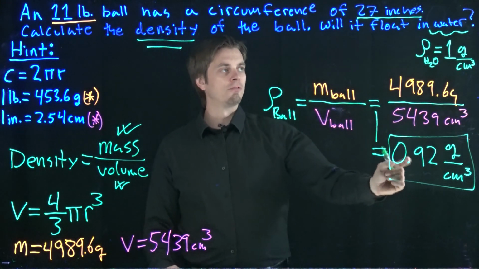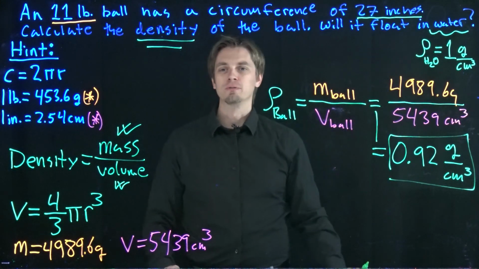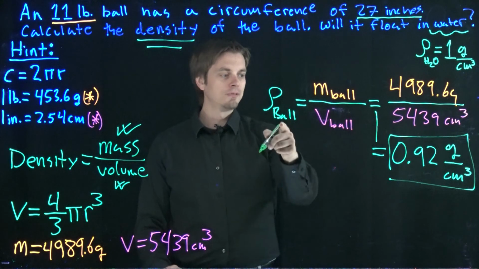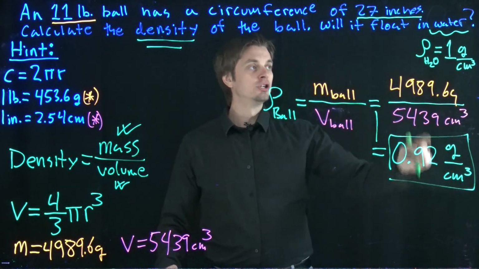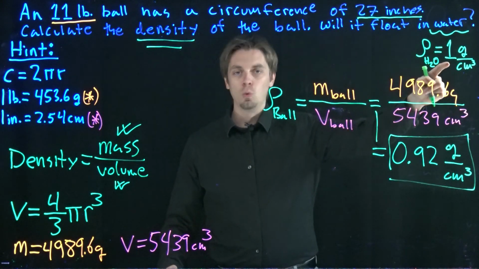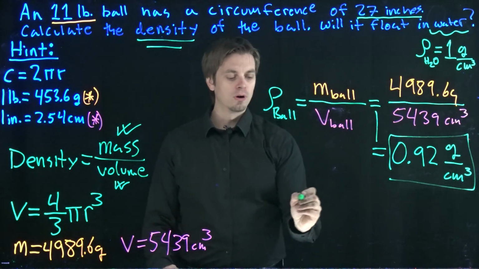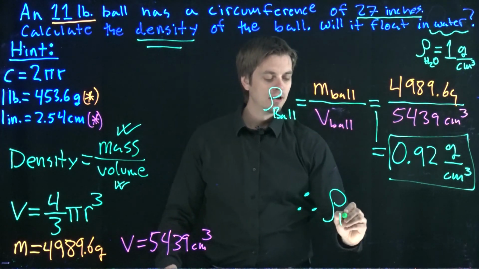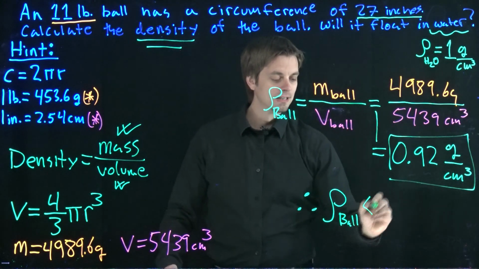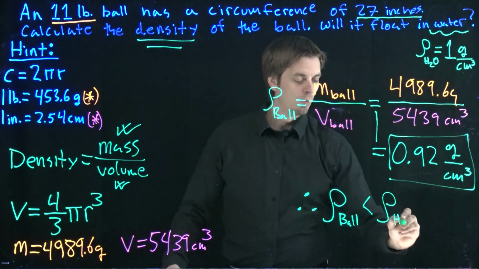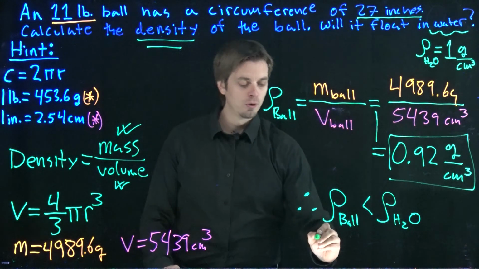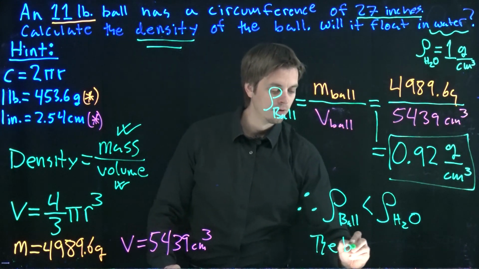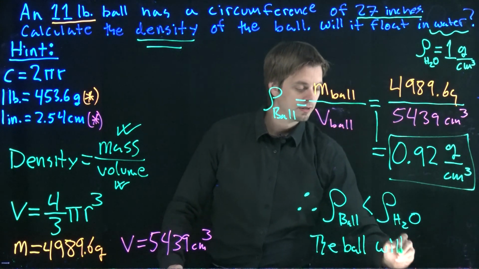Now, our final step is to determine whether or not it's going to float in water. So we can obviously see here that 0.92 is less than 1. Therefore, the density of the ball is less than the density of water, H2O, so we can conclude that the ball will, in fact, float.